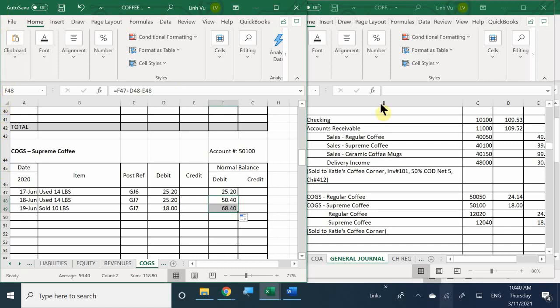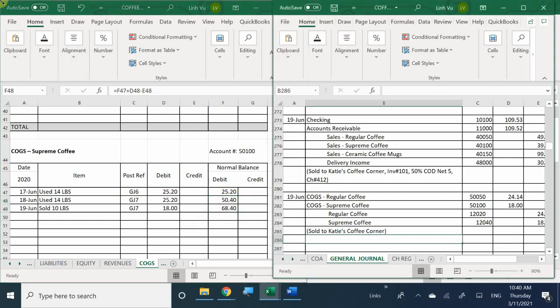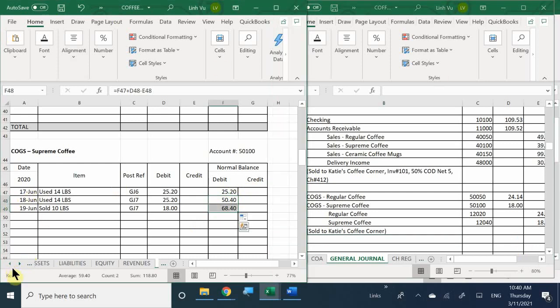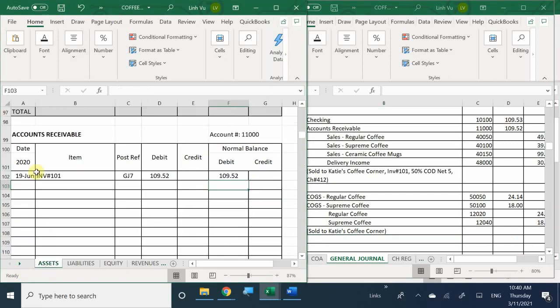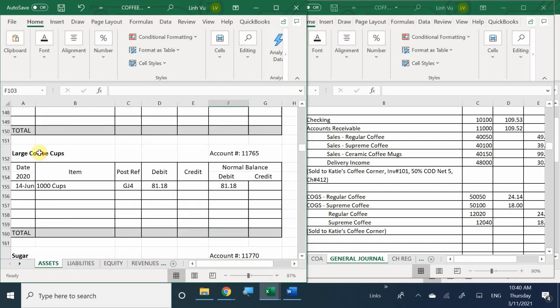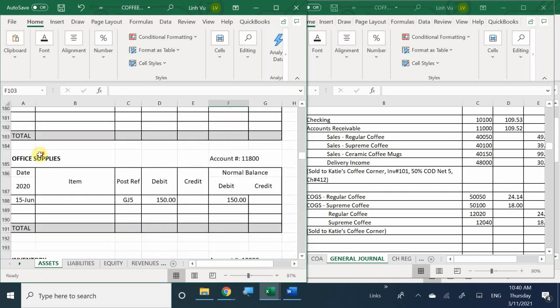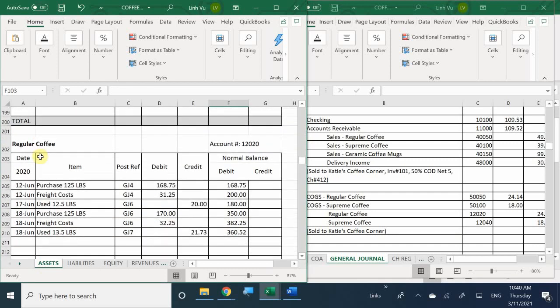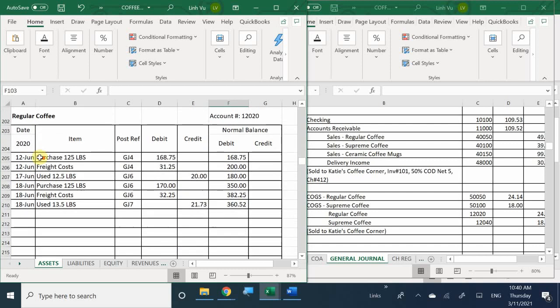Last but not least, we got to update our inventory. So I'm going to go to my assets. Find my inventory. Here we are, regular coffee. The date. Same thing here. We're going to also write that we sold 15 pounds.